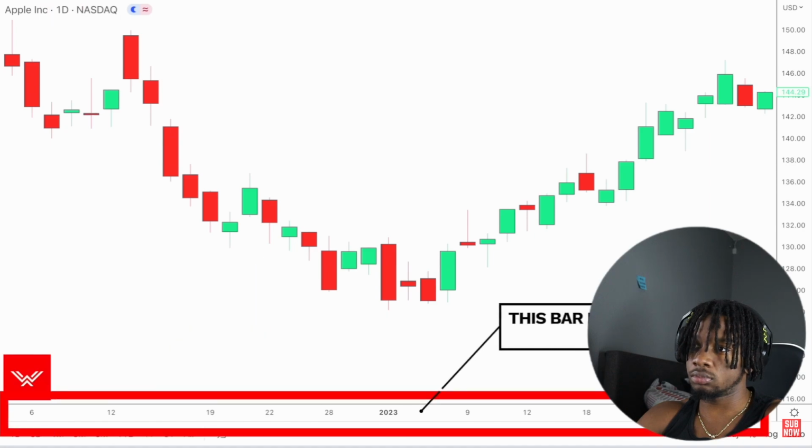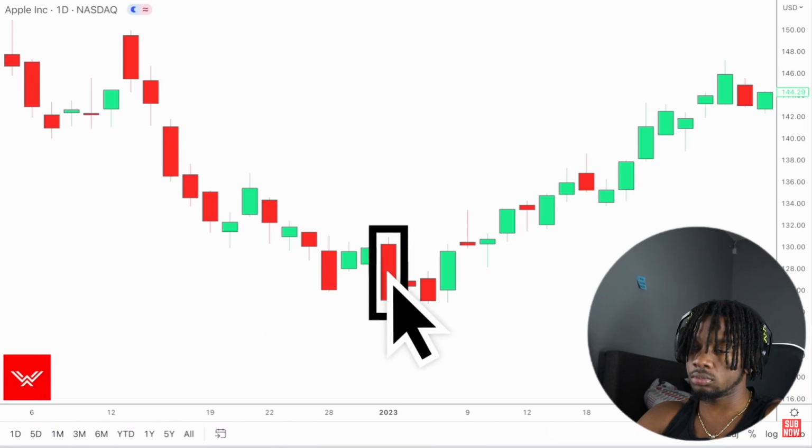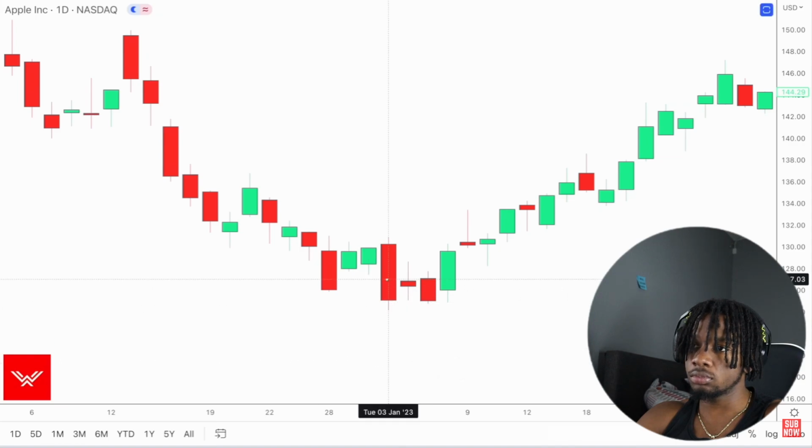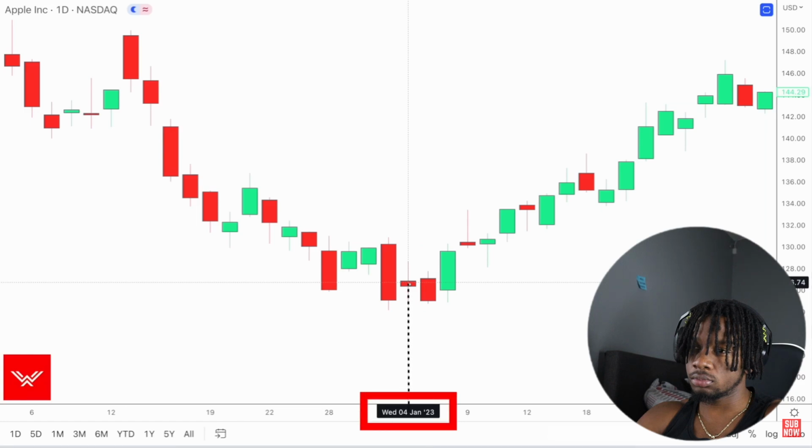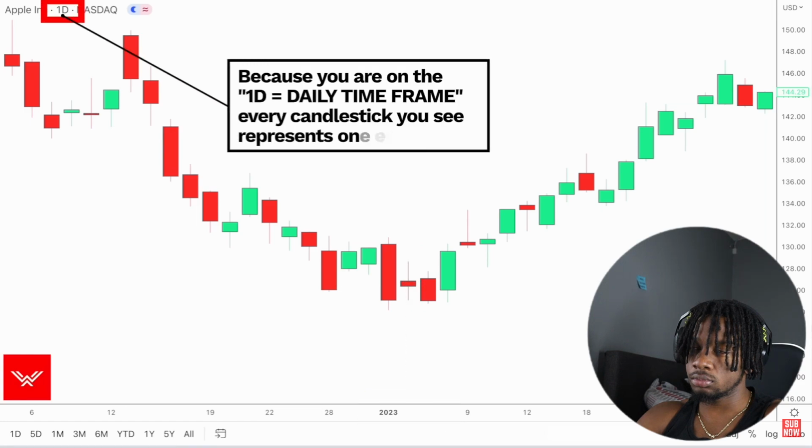This bar below tells you the date and time. If you place your mouse on top of this candle here, you'll see the dotted lines connecting the candle to the scale below, which shows the date as January 3rd. If you move your mouse 1 candle to the right, you'll see 1 day later, which is January 4th. Again, because you are on the daily time frame, every candlestick represents 1 day of time.